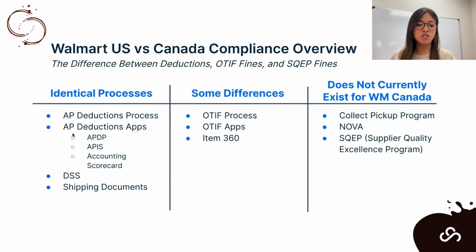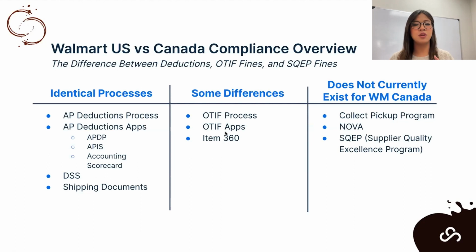Generally speaking, AP deductions processes and AP deductions apps are going to be the same. So APDP, APIS, accounting scorecard, we'll hop into that a little bit down the road. DSS is also going to be very similar. Now, I will say DSS for Walmart Canada is very limited compared to what you can pull for Walmart US. So the process is still the same. You still have to build the query and pick your columns and do all of that, but you aren't going to have access to the depth and richness of information on the Walmart Canada side that you have for Walmart US. Shipping documents are also going to be very similar between the US and Canada. So some of the processes are one for one when you're looking across both countries.